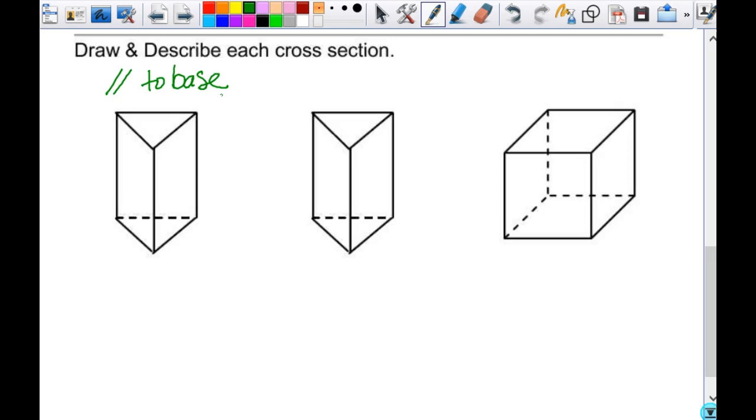Parker thinks it's a triangle as well. Does anybody disagree with these two? Okay, so good job. So if you think about this, because sometimes you're going to have a hard time visualizing what it's supposed to be.